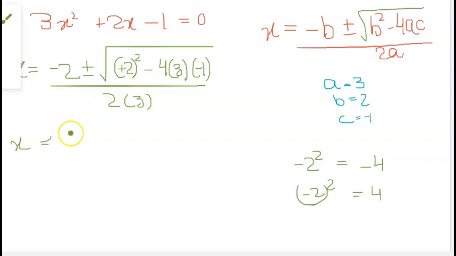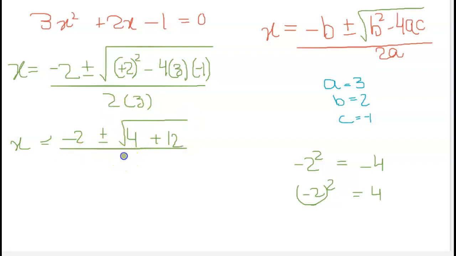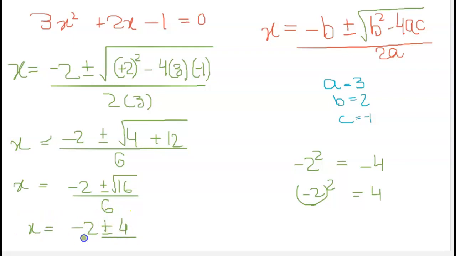Now let's solve this one. I got minus 2 plus or minus the square root of 4 plus 12, over 2 times 3 is 6. So that will give me x equals minus 2 plus or minus the square root of 16 over 6. X equals minus 2 plus or minus 4 over 6. Once we got this bit all done, we need to actually get two answers.